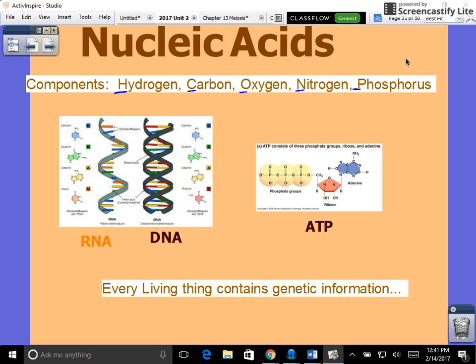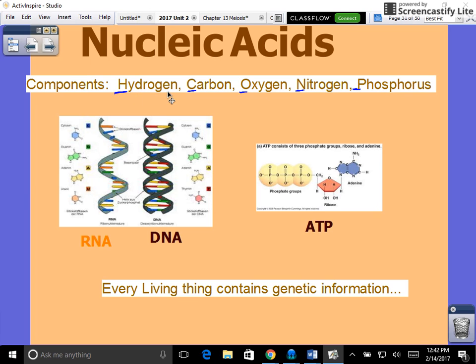The last organic compound we're going to talk about is our nucleic acids, and we do spend an entire unit in Unit 5 discussing nucleic acids and their structure and their function. So we're just going to go over a general overview of them. Their components are hydrogen, carbon, oxygen, nitrogen, and phosphorus.